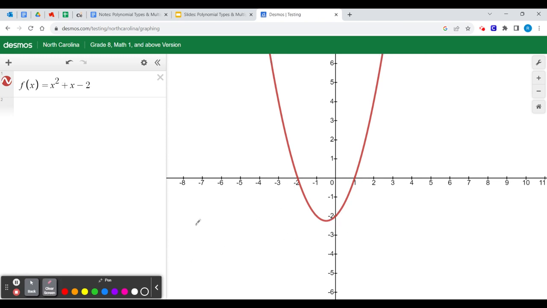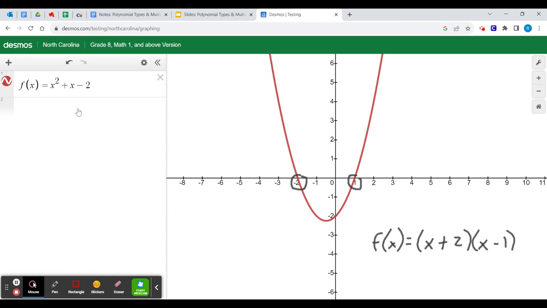So one challenge that I asked our students to do then with this information was to, hey, can we write this in factored form? And if we use those zeros to write it in factored form, that -2 and 1, okay, we can probably make a guess that our factored form would be something like f of x equals x plus 2 times x minus 1. Remember how those signs flip between our factors and our zeros.